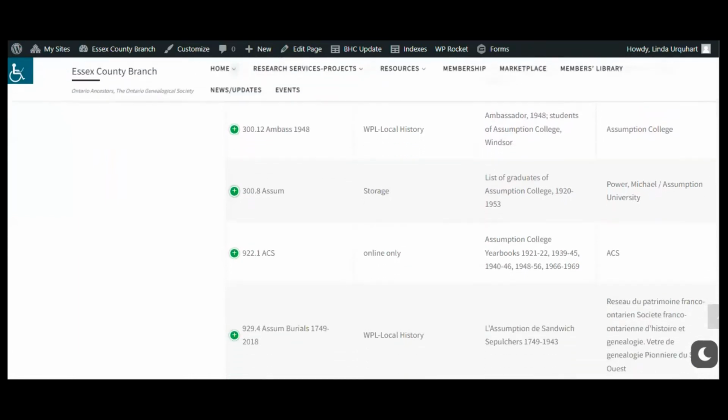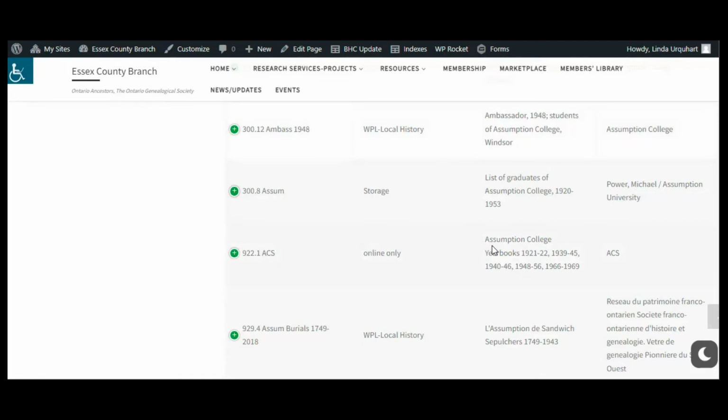So for example, WPL Local History means that they are located in the Windsor Public Library, which is the local history branch, which is on Sandwich, just across the street from St. Joseph's or St. John's Church. So the Ambassador, which is the yearbook from 1948, is in the library.